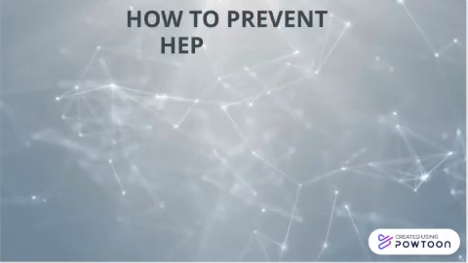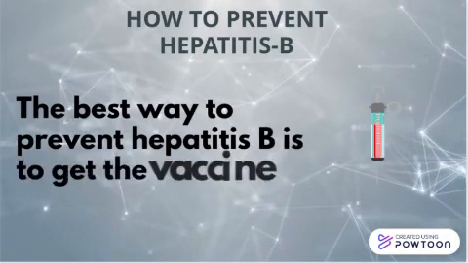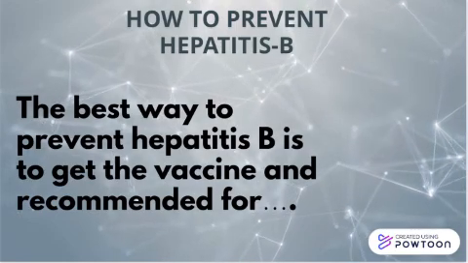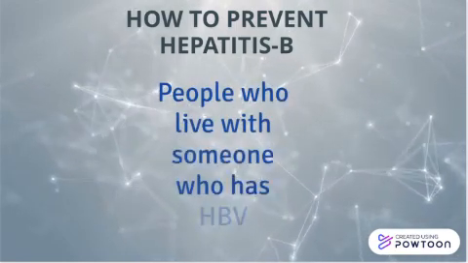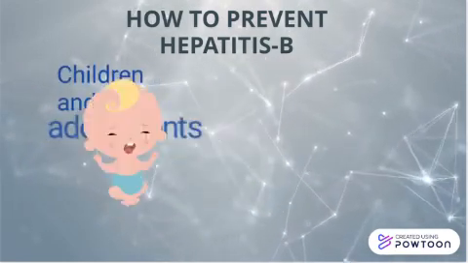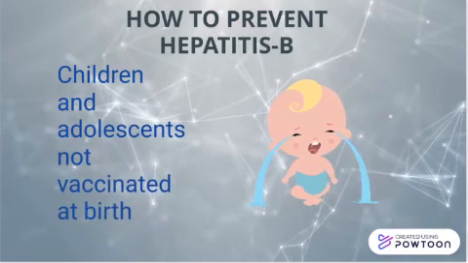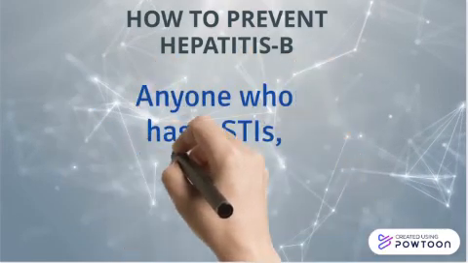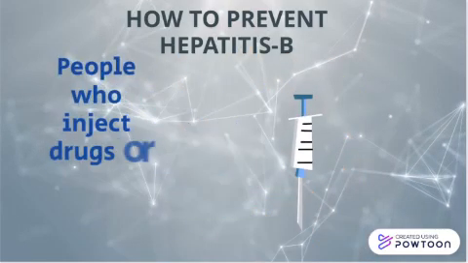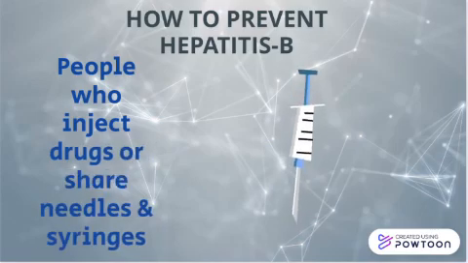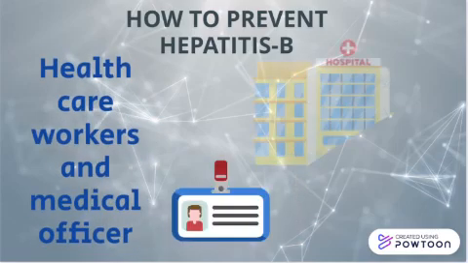How to prevent hepatitis B? The best way to prevent hepatitis B is to get the vaccine, and it is recommended for people who live with someone who has hepatitis B, children and adolescents not vaccinated at birth, anyone who has STIs including HIV, people who inject drugs and share needles and syringes, healthcare workers and medical officers.